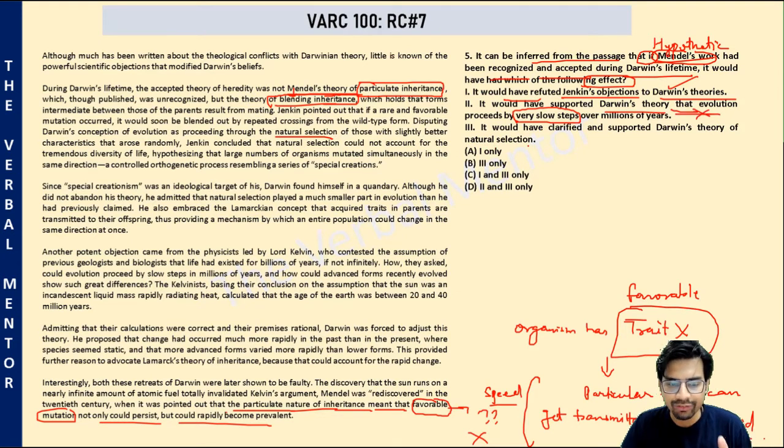Option 3: it would have clarified and supported Darwin's theory of natural selection. What is his theory of natural selection? That favorable traits get transferred. There's a random selection of favorable traits. That's what natural selection is. So yes, option 3 would also be supported. So this aspect of Darwin's theory would be supported. Correct answer, options 1 and 3. Nice question. Probably a difficult question for some of you.